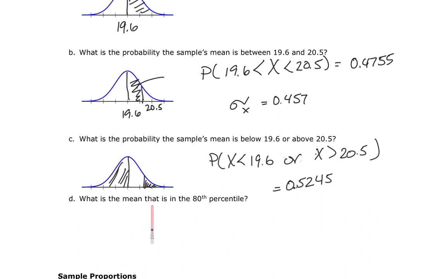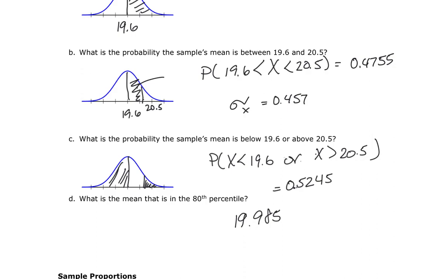What is the mean that is in the 80th percentile? So again, I'm going to get my spreadsheet out. I'm going to put in, instead of 0.9, 0.8. And the mean is 19.985. So that is the mean that is associated with the 80th percentile.